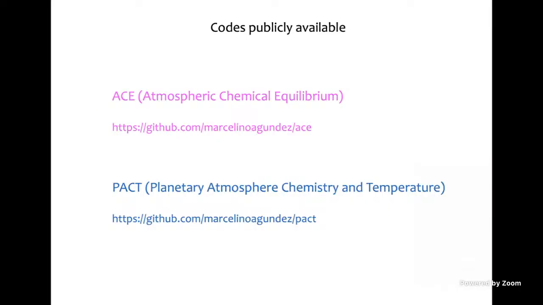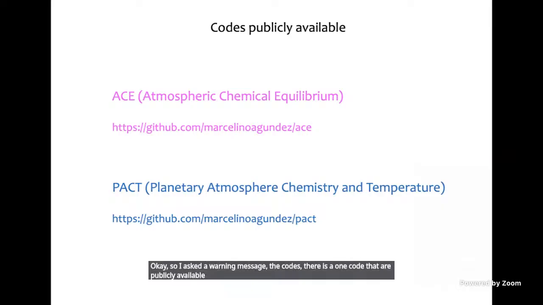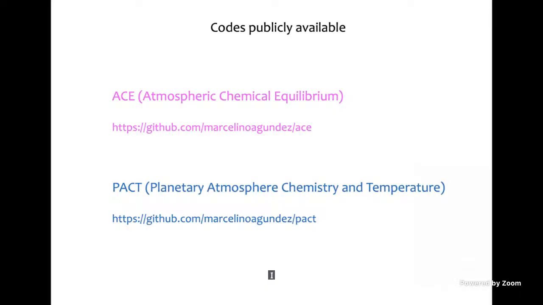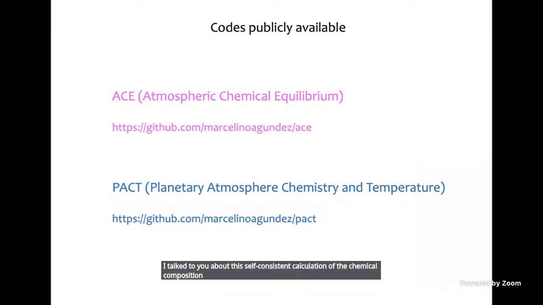Okay, so just a warning message about the codes: there are two codes that are publicly available, one to compute the chemical equilibrium composition, and the other is the one I talked to you about, the self-consistent calculation of the chemical composition and temperature. Okay, they are on GitHub.